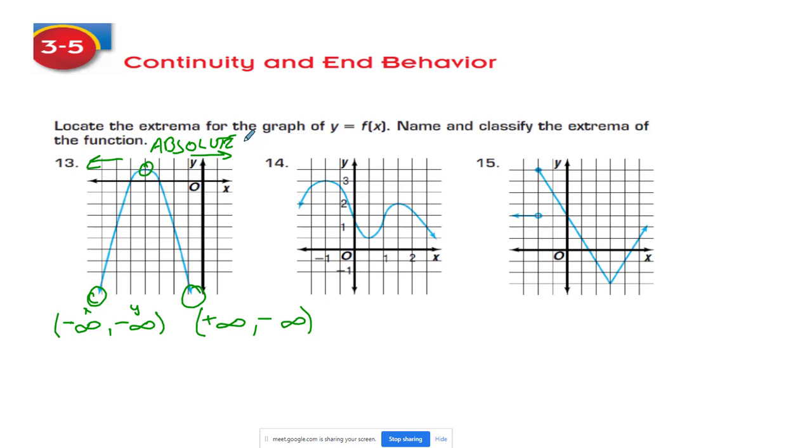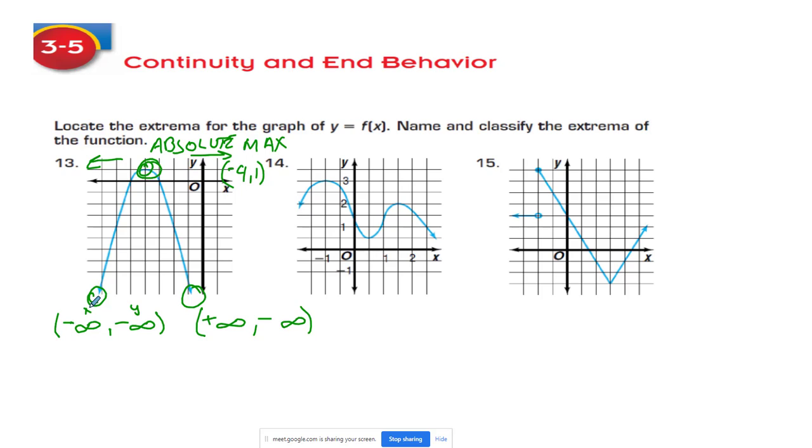Otherwise, it would be a relative max, and we'll see that on the next graph. So it's an absolute max, and that absolute max is at the point -4, 1. And we've basically located and classified the extrema of the graph. So as x gets really negative, y gets really negative. As x gets really positive, y gets really negative. And as x gets closer and closer to -4, we see that y is getting closer and closer to 1. And actually, when it hits -4, y is the absolute highest that it gets.